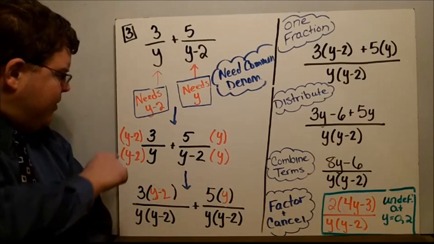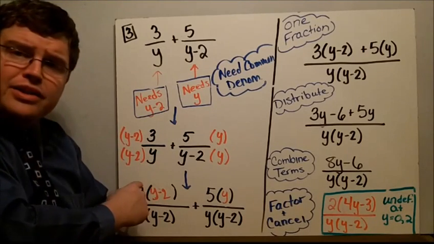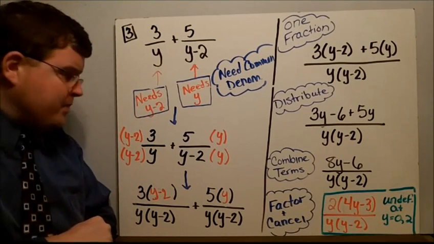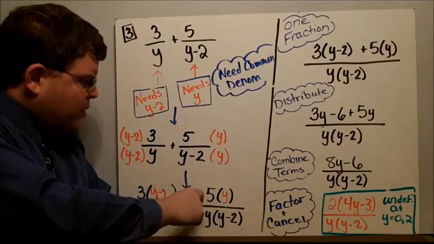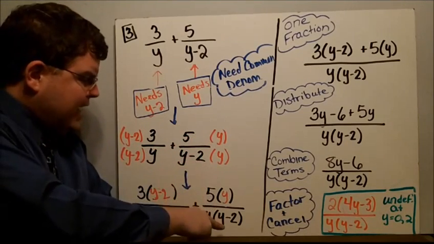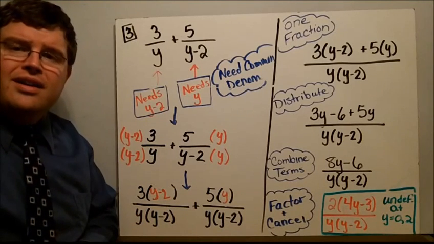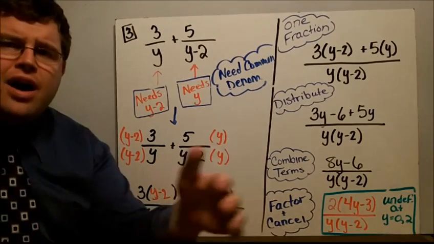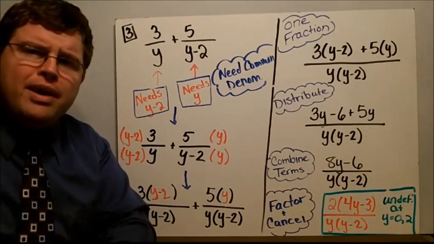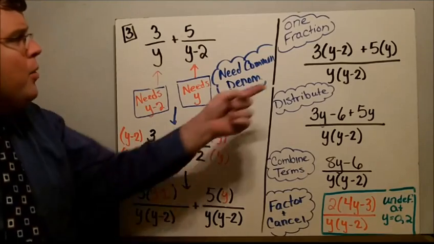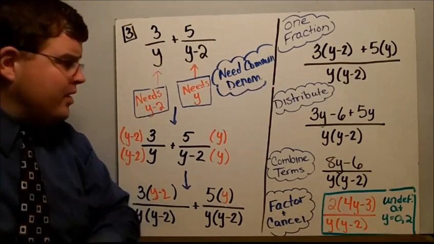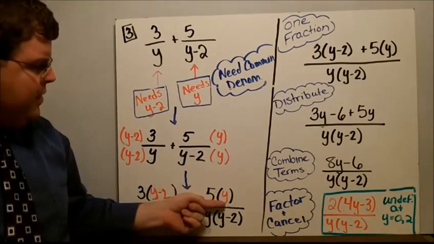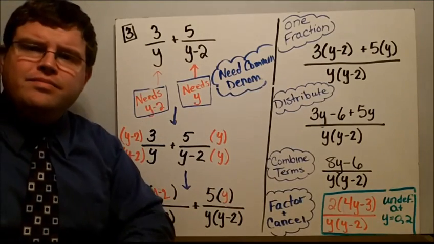And what does that give me? Well, I have 3 times (y minus 2) over y times (y minus 2). Over here I have 5 times y over y times (y minus 2). Now that I've done that, I now have a common denominator, and once I have a common denominator, I can rewrite it into one big fraction. I have the y and the y minus 2 in the denominator, and I have the 3 times (y minus 2) right there, the 5y right there.